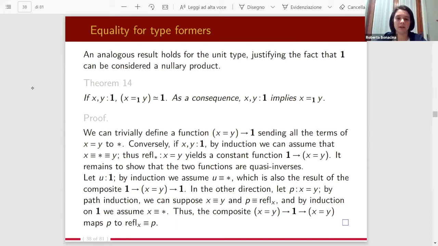To prove this result, we see that we can always define a function from X equal Y to one by sending all the terms of X equal Y to the only element of one, which is star. And conversely, if we have X and Y of type one, we can always assume by induction that they are equal to star. And so we obtain a function from one to X equal Y by mapping star, the term of type one, to the reflexivity on star. We now have to show again that those two functions are quasi-inverses.